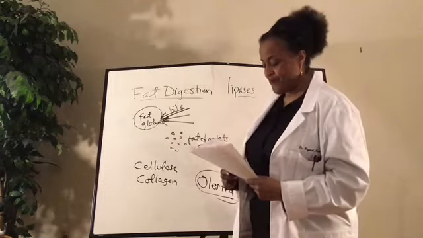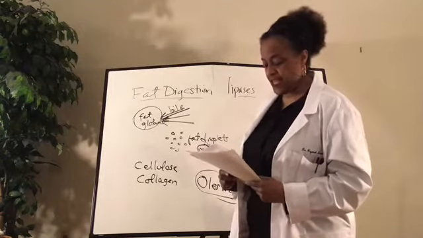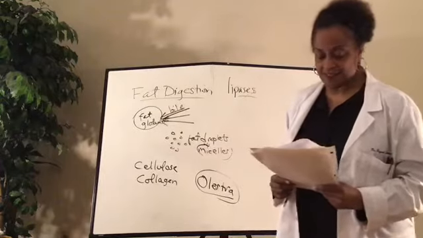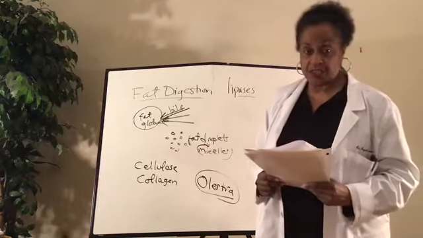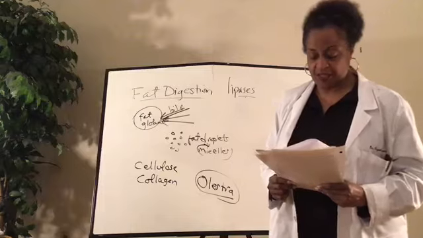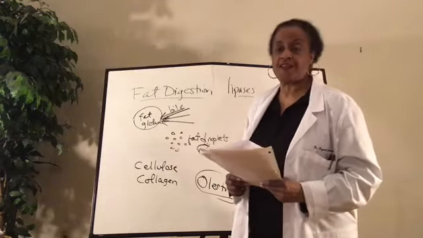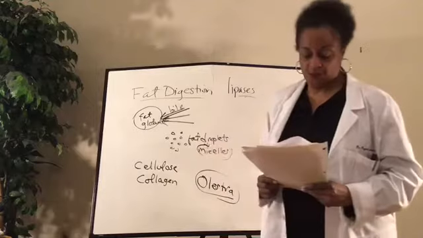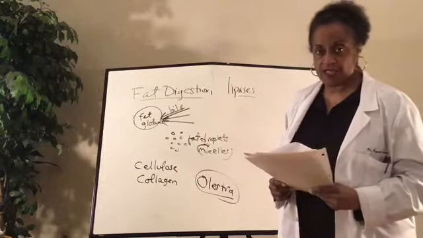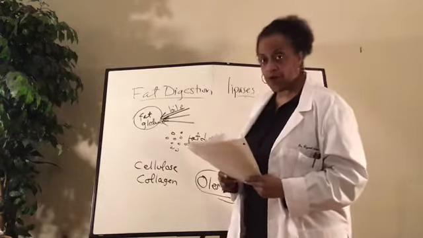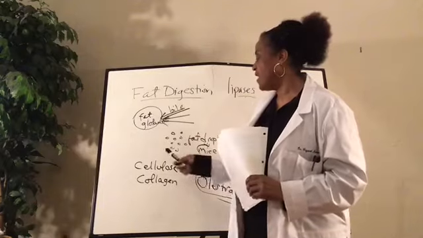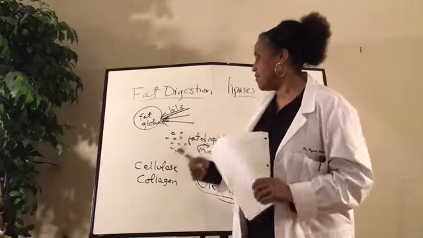I want you to know that these undigested wastes, bacteria, pigments, water, and mucus are what make up feces. So you've got undigested wastes, bacteria, pigments, water, and mucus making up feces. Cellulose is like grass.